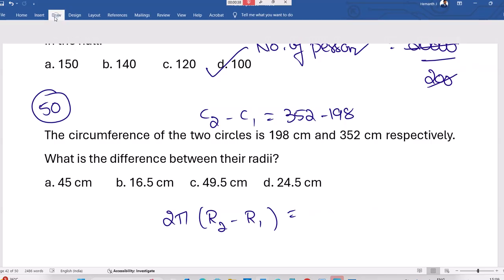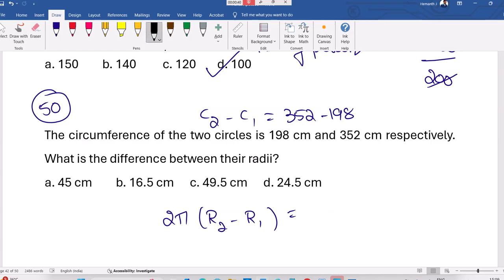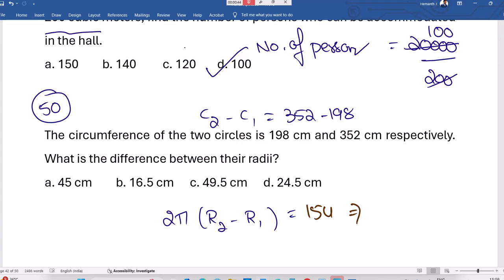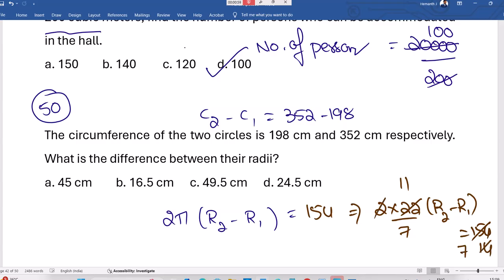Right? You can just cancel 154. Okay, 154. So 2 into 22 divided by 7 into R2 minus R1 is 154. This is 11 2 times, this is 11 14 times. 2 ones, 2 sevens. So the difference is 49 divided.